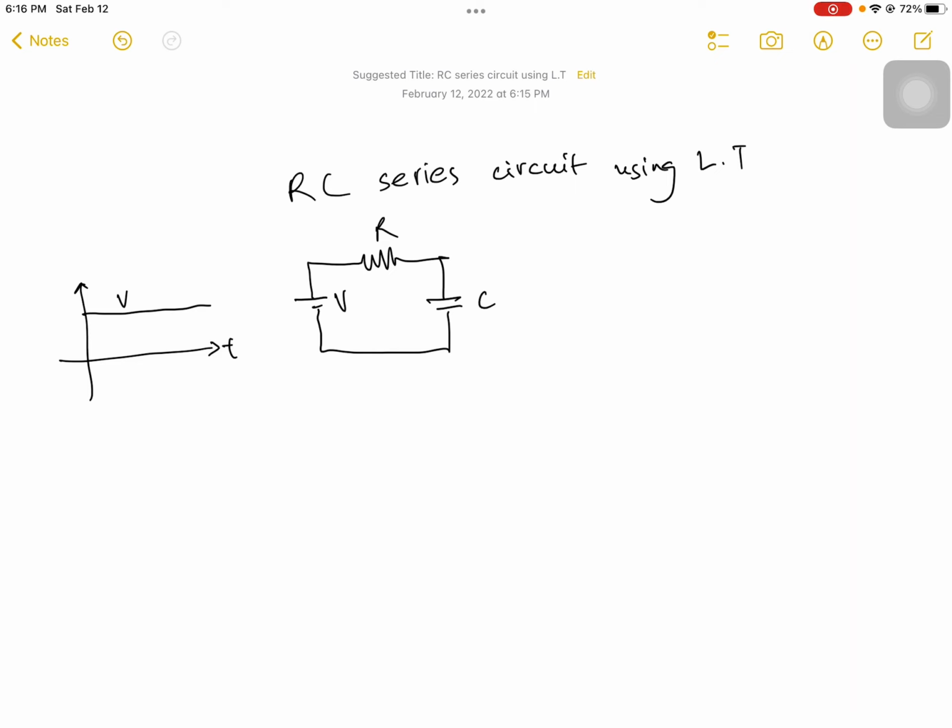If we apply Kirchhoff's voltage law in this loop, we will have V equal to R times i(t) plus, now the current and voltage relation for the capacitor is 1/C integral of i(t) dt. And here we apply the Laplace transform.